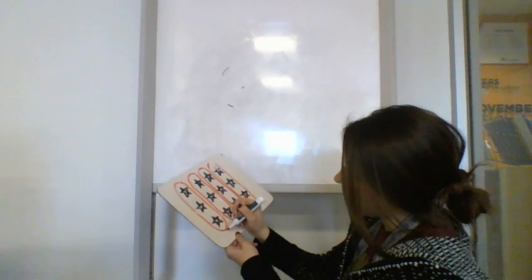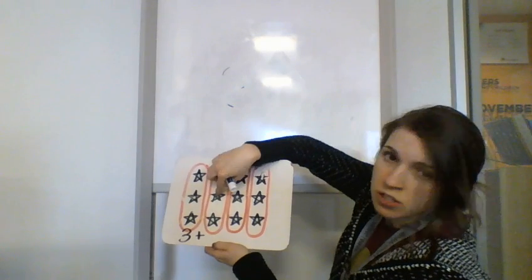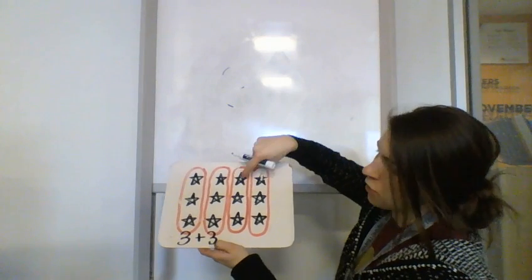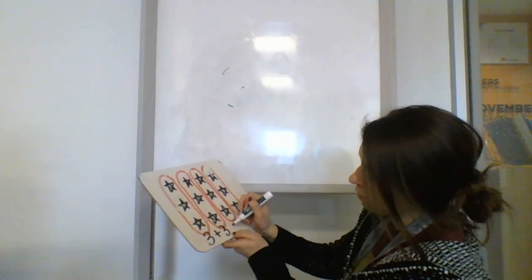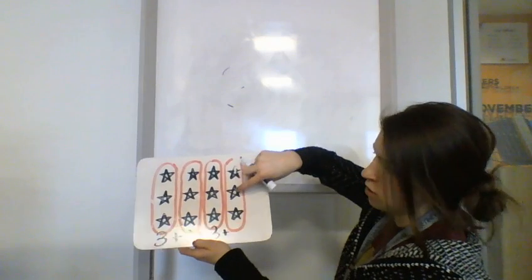So I'm going to put it right underneath that column. So 3 plus 1, 2, 3, plus another 1, 2, 3, and last column, 1, 2, 3.